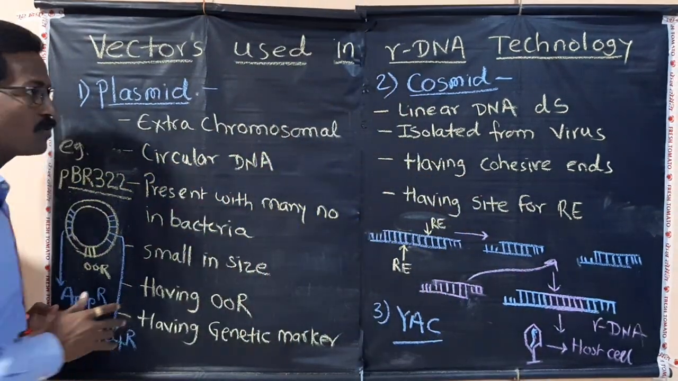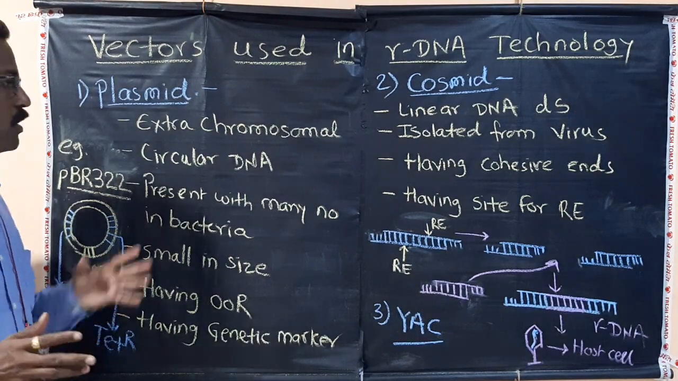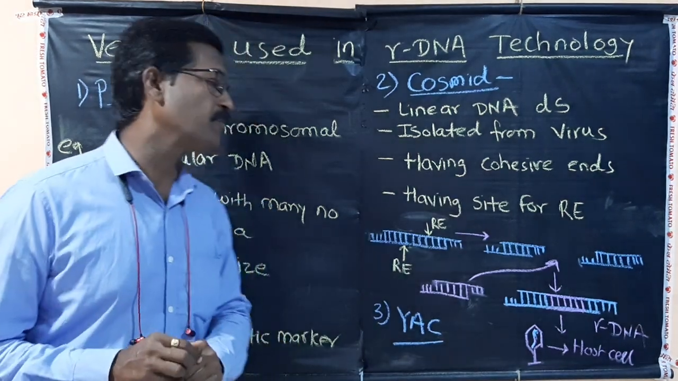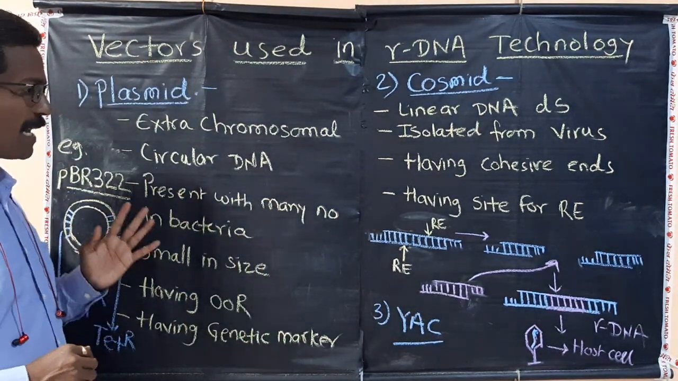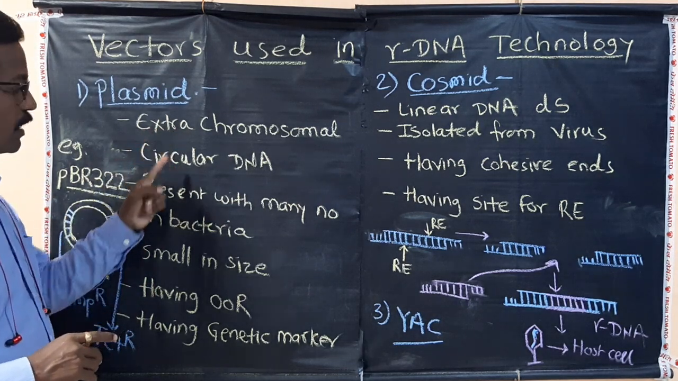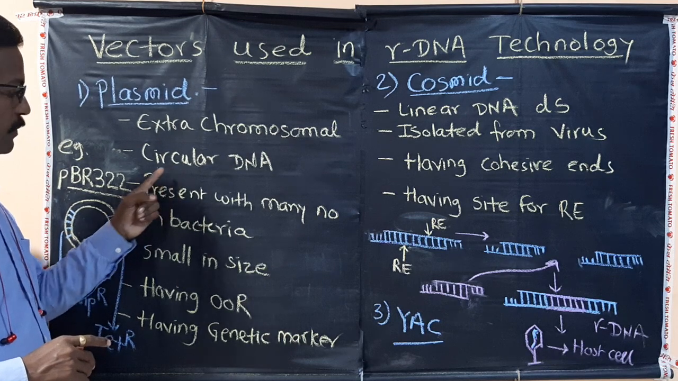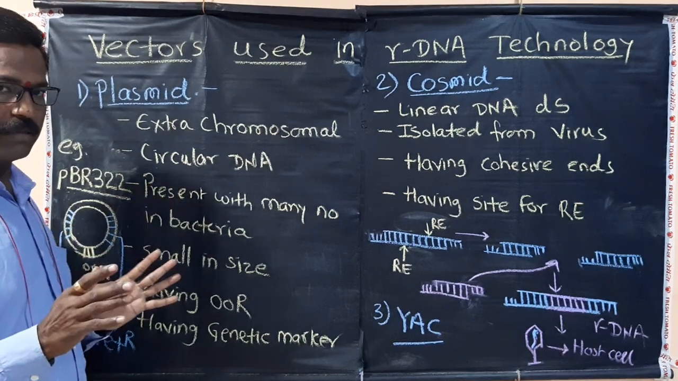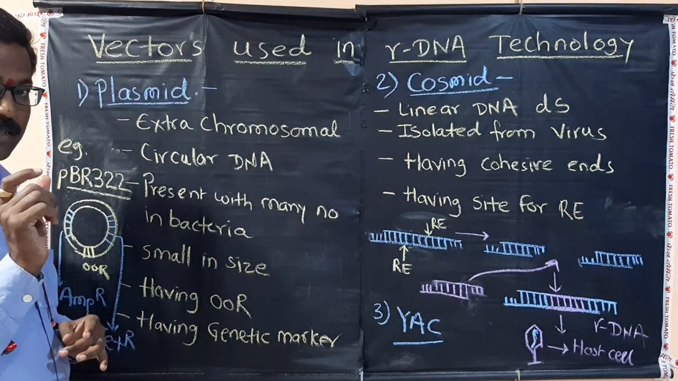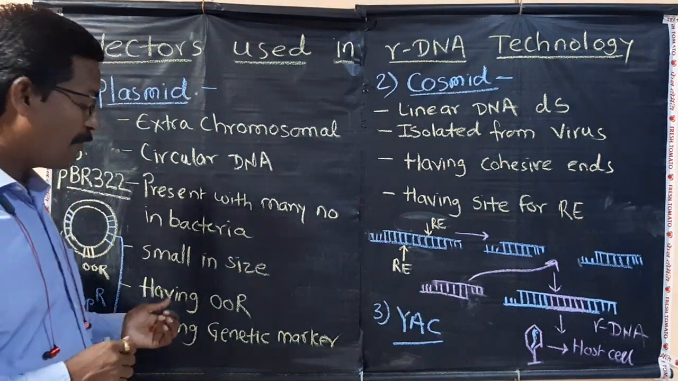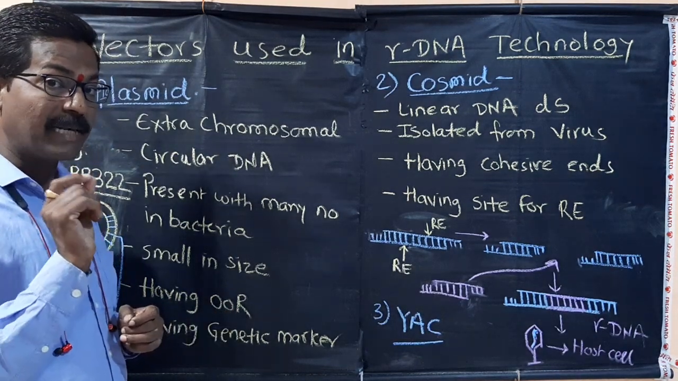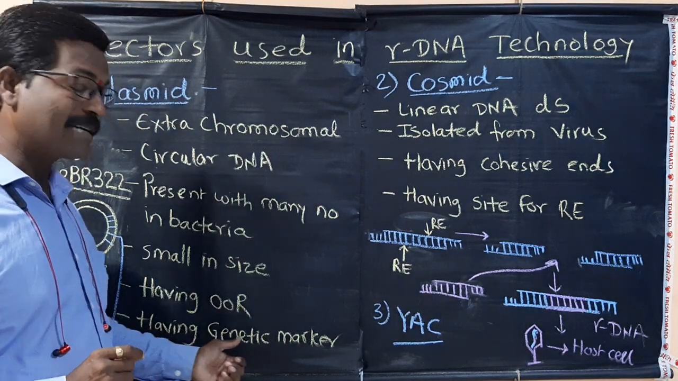So basically, for the vectors used in rDNA, there are three types: one is plasmid, second is cosmid, and third is YAC. Now what is a plasmid? Plasmids are isolated from bacteria, which is extra chromosomal. They are circular double-stranded DNA, present in many numbers. One bacterium may have a number of plasmids. The plasmids are small in size. They have an origin of replication, ORI, which stands for origin of replication, and they have genetic markers.